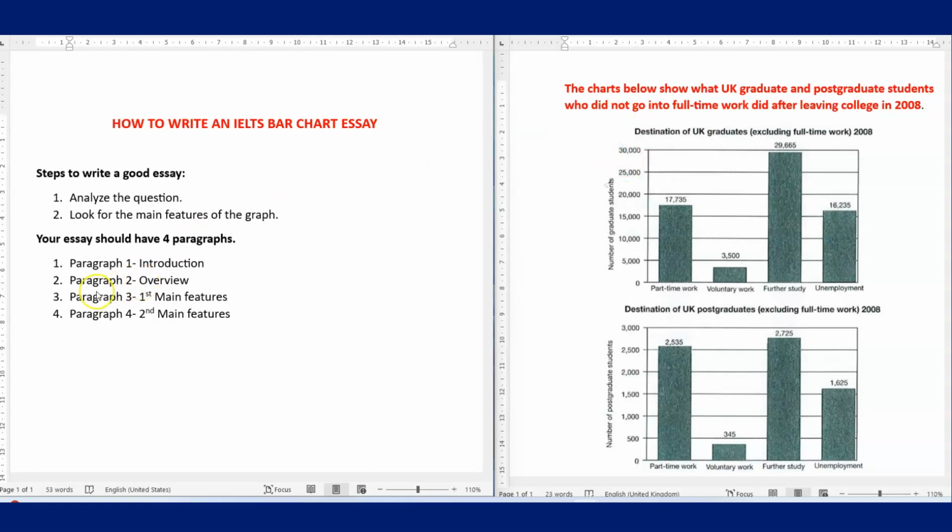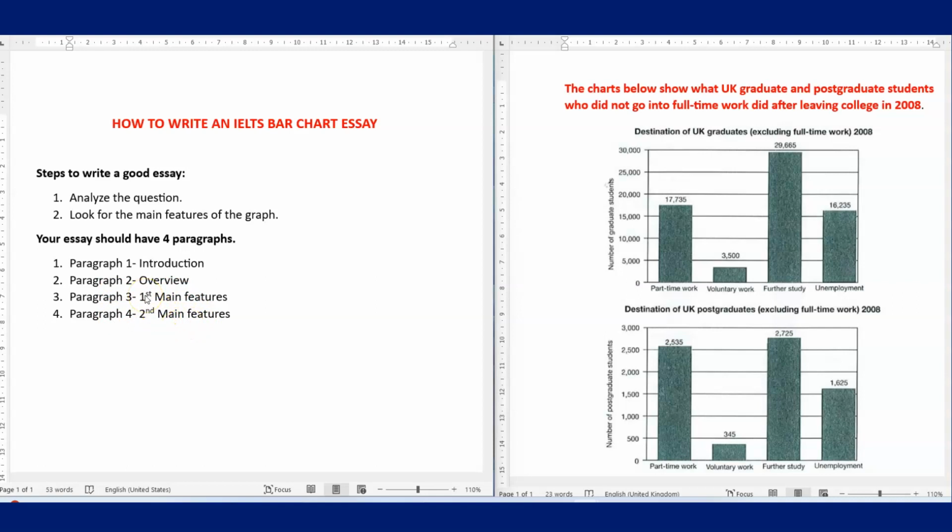The second paragraph will be the overview, and the overview is the summary of your main features. After getting all the main features, you summarize everything together in about 1 or 2 sentences. You don't write the key ideas there or the details of those features there. You just write a summary of the whole thing, and then that will be all. You leave the details for paragraphs 3 and 4. All right, you write all the details in paragraphs 3 and 4.